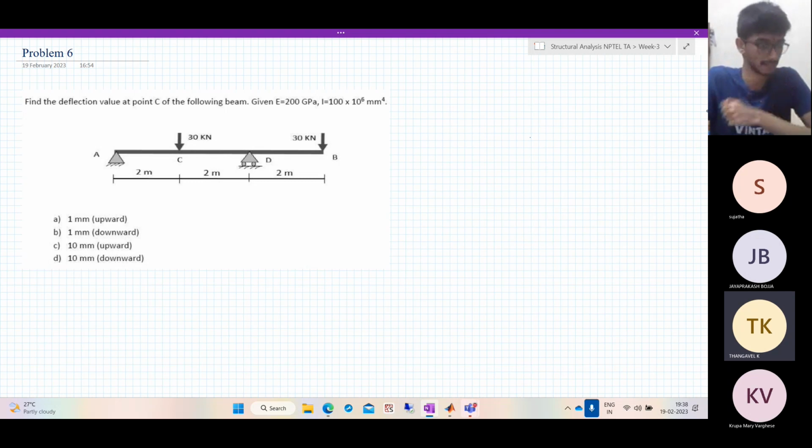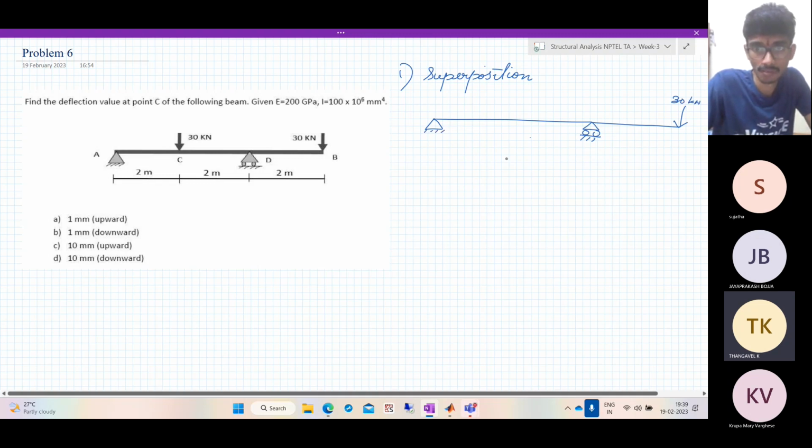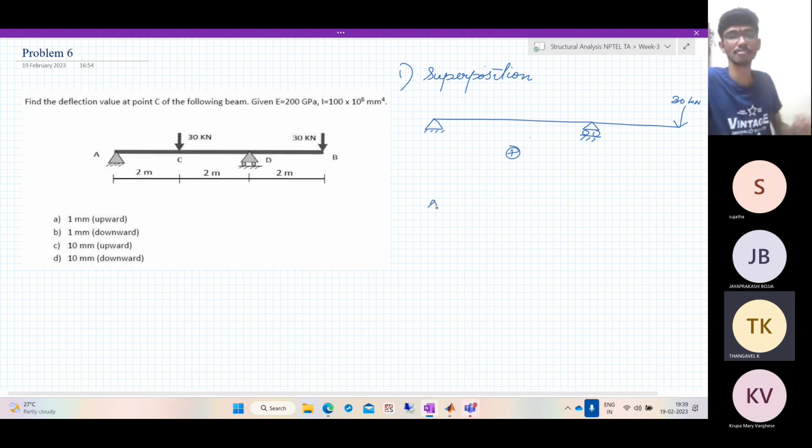Now again, this is a problem where you can apply superposition. So we have two loads. Split it up into two problems. So first, superposition. You have one problem where you have only the end load, plus the next problem where you have only the midspan load.